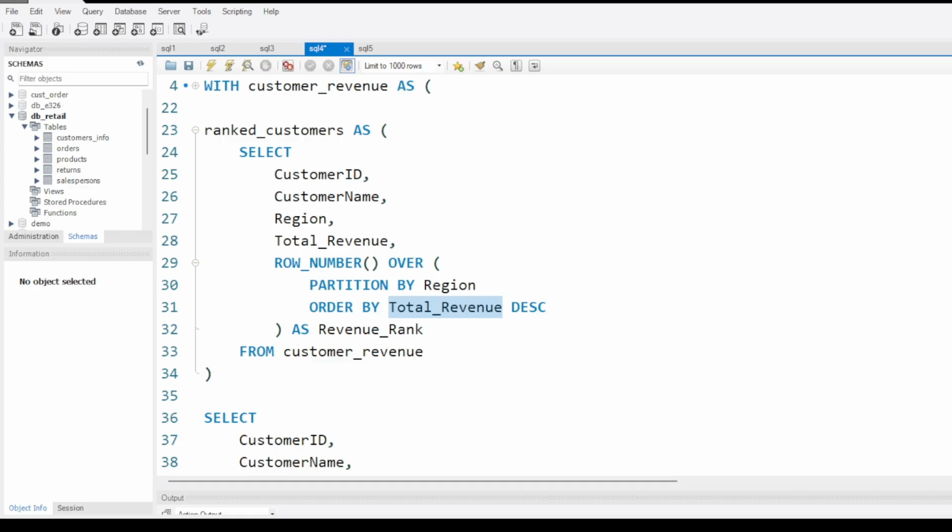For this, I am using the row number window function. The most important part here is partition by region. This tells SQL to start ranking separately for each region. Then I am using order by total revenue in descending order, which means the customer with the highest revenue will get rank number 1.